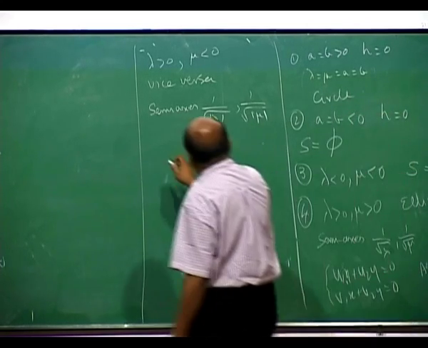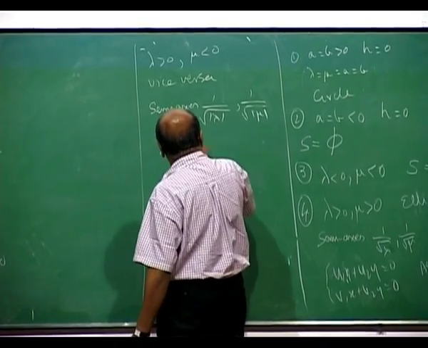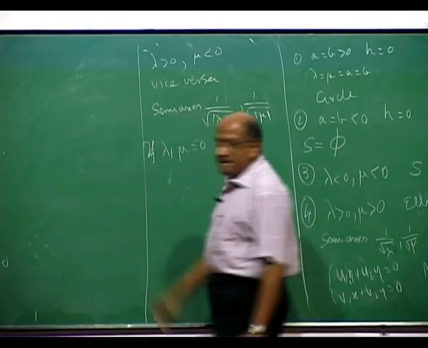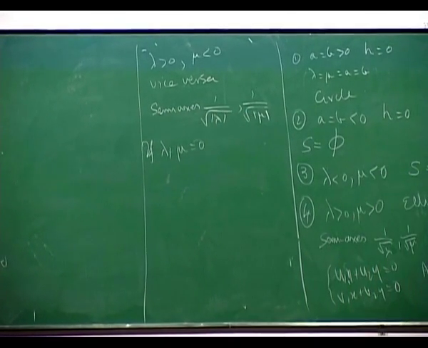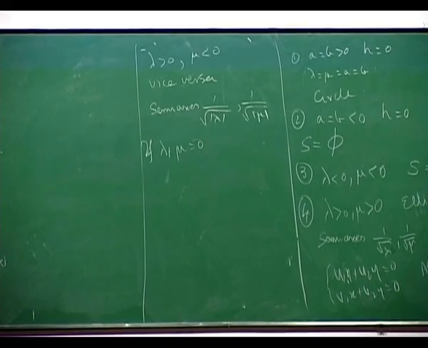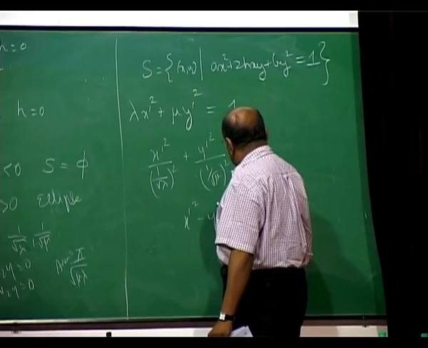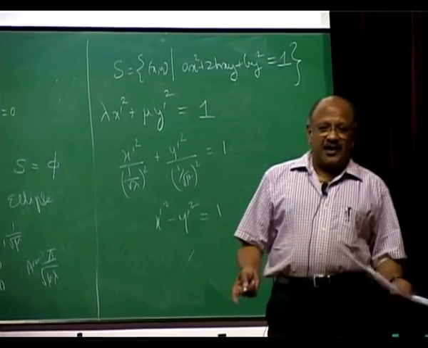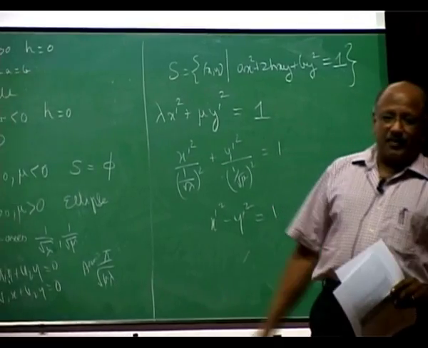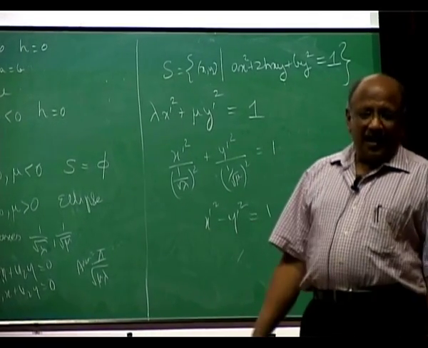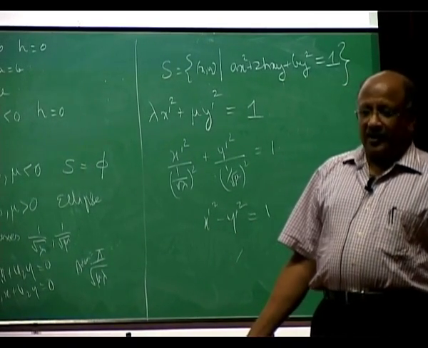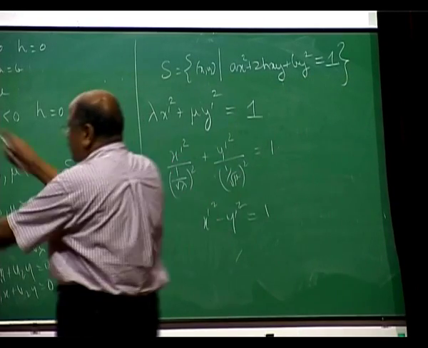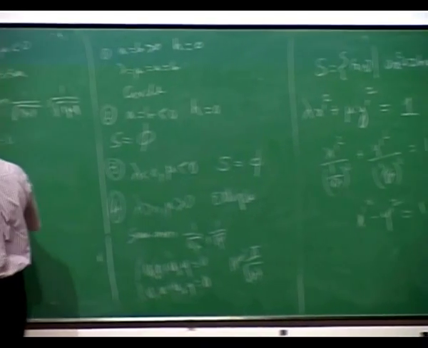And if lambda plus mu equal to 0, then you will get x dash square minus y dash square equal to 1, which is x dash plus y dash into x dash minus y dash equal to 1, and that is the rectangular hyperbola. So instead of perpendicular lines you get a rectangular hyperbola.